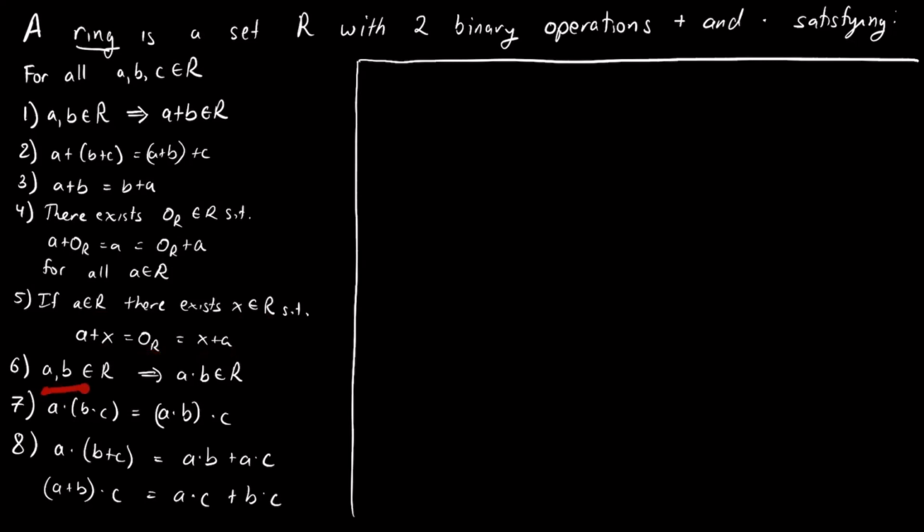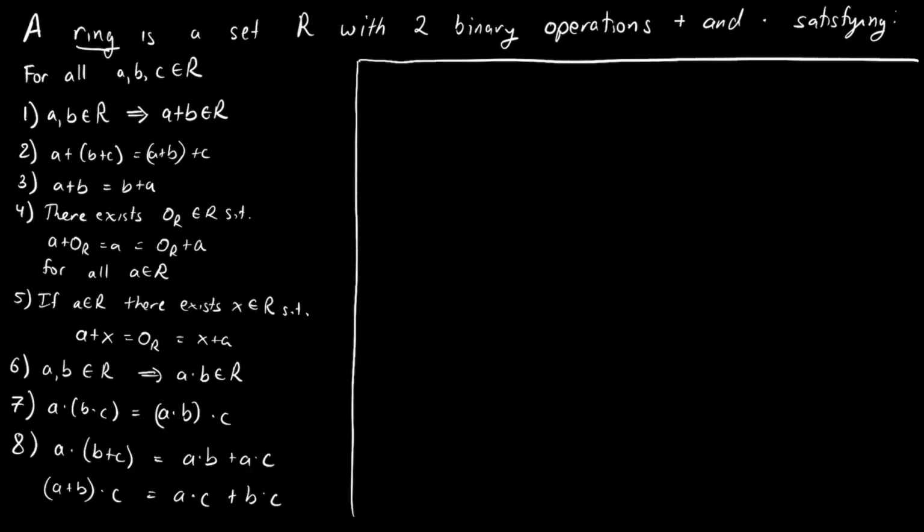We have that the ring is closed under multiplication. So if a and b are in R, then a times b is in R. We have that the multiplication is associative. And finally, we have that the operations interact with one another through the distributive law.